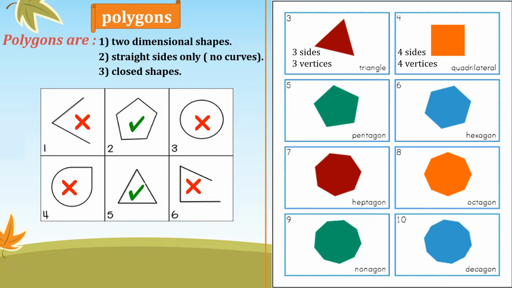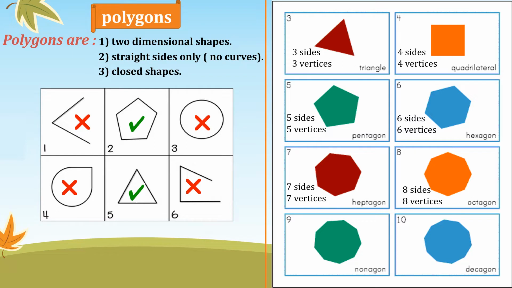The next one is pentagon. Pentagon is a polygon, and it has 5 sides and 5 vertices. The next one, hexagon. Hexagon is a polygon that has 6 sides and 6 vertices. The next one, heptagon. Heptagon is a polygon that has 7 sides and 7 vertices. The next one, octagon. Octagon is a polygon that has 8 sides and 8 vertices.